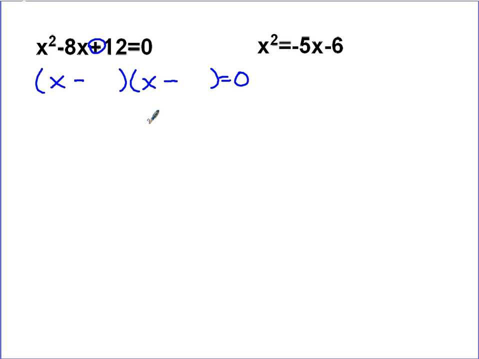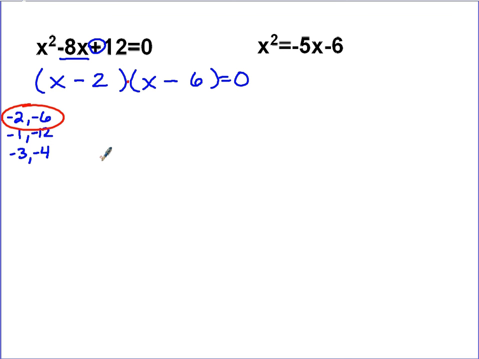So what two numbers multiply to 12 and add to negative 8? Well, we got negative 2 and negative 6, negative 1 and negative 12, or negative 3 and negative 4. Those are all of our possibilities. And so we look at those and say which ones of these would add to this negative 8 in the middle, and I can see that it's going to be this first one. And so I know that this is x minus 2 times x minus 6.